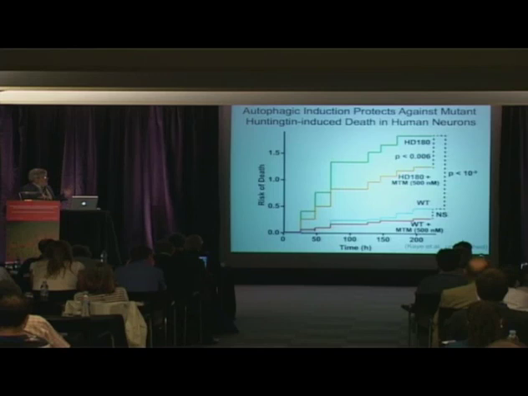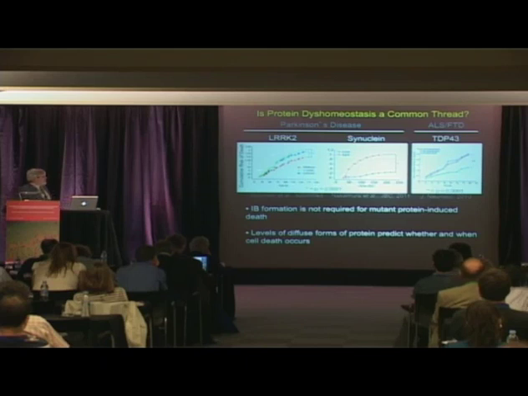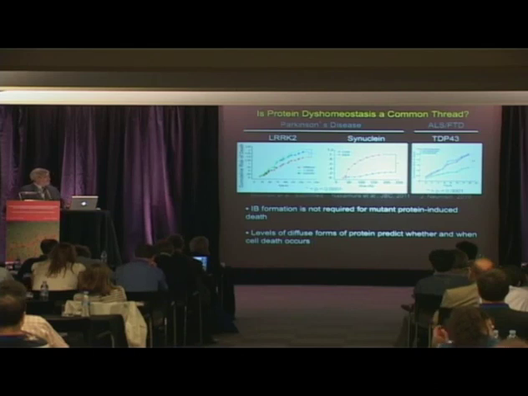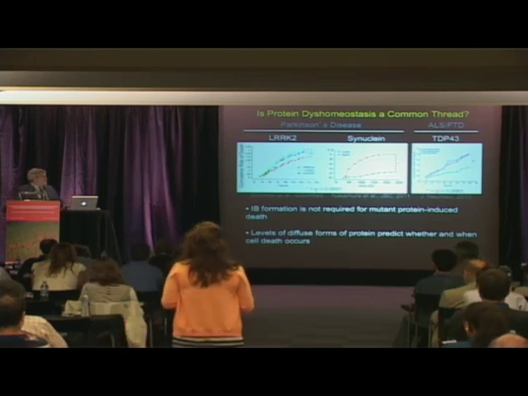Now, our lab has sort of branched out from Huntington's disease to develop ALS models and Parkinson's disease models, and so one of the things we've been interested in is, is this protein dyshomeostasis a common thread? And one of the things we've noticed as we've studied our LRRK2 models, synuclein, TDP43, is that in none of these is inclusion body formation required for the death that we see. And in all of them, those diffuse levels of the protein seem to be important. So one of the things we wanted to do with these autophagy inducers was to also test whether they might be beneficial in other forms of neurodegenerative disease.